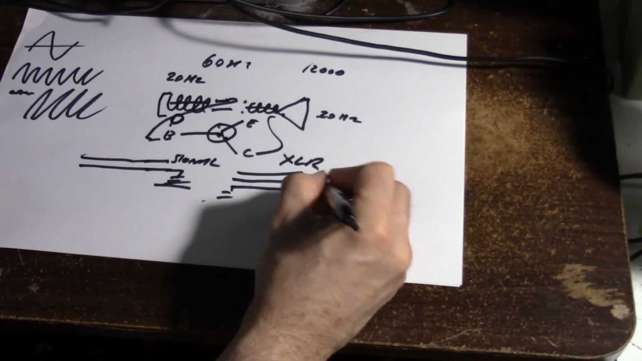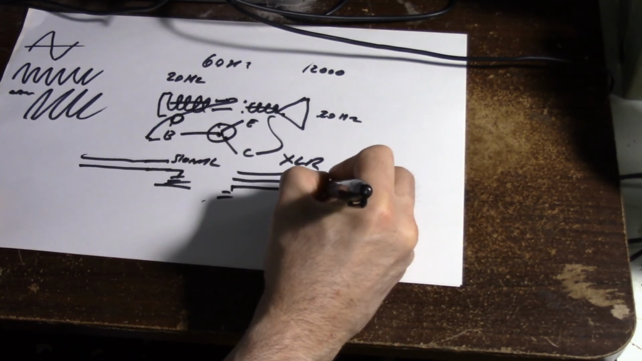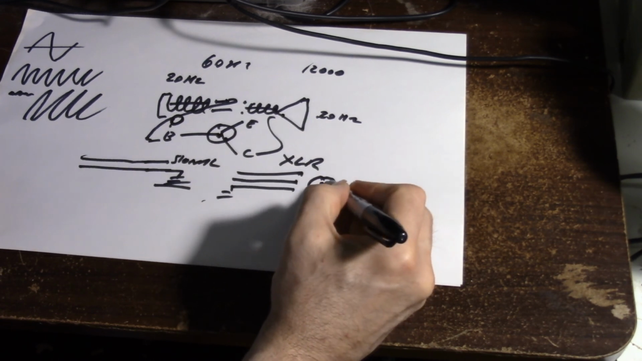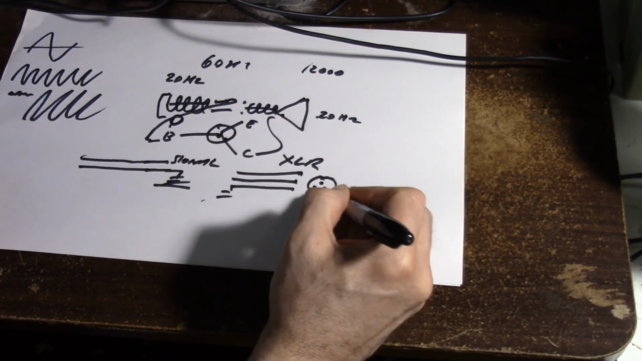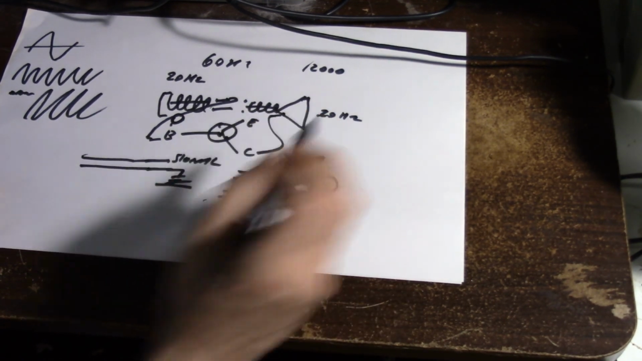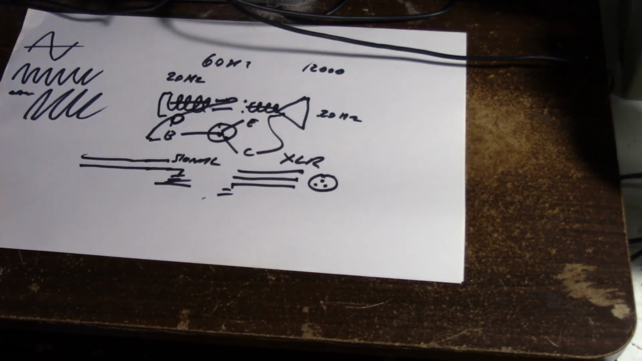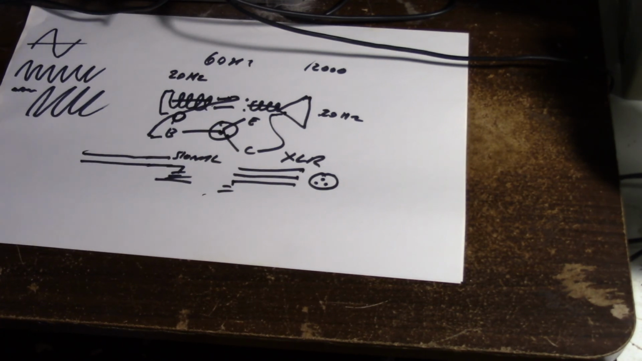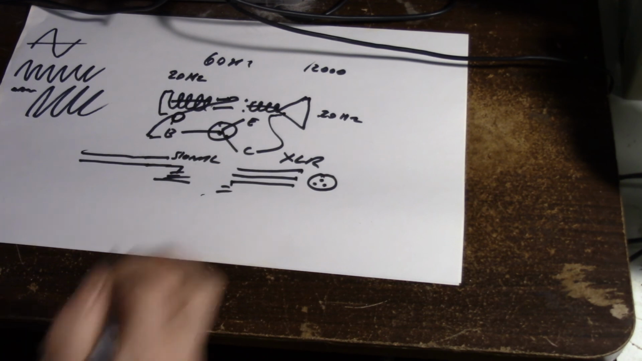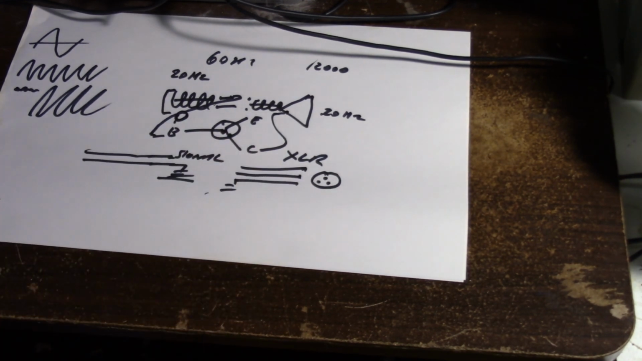An XLR connector looks like this. You have pins 1 and 2. Those carry the signal. Pin 3 is ground. In our application here, my microphone setup that I have here, which I'll show you in another episode, it's a balanced output, which is this kind of output. Most good microphones use that kind of output.